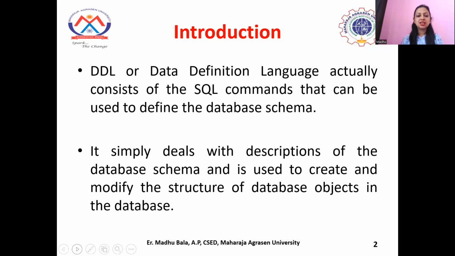Another example we can take is, suppose I am having a column name, let us say roll number. Now I want to change it from roll number to ID. So what I am doing here is changing the name of the column, the name of the attribute. So again, I am modifying the structure of the table.